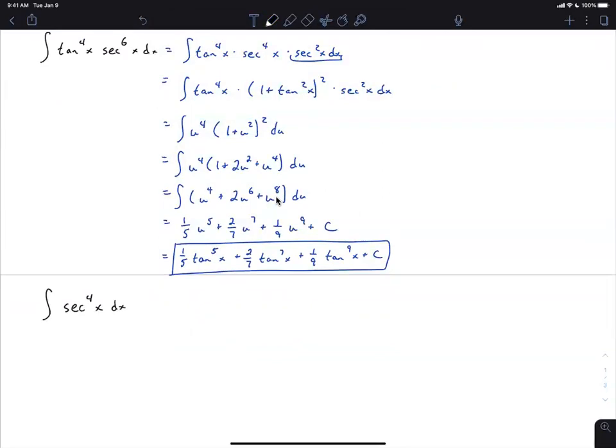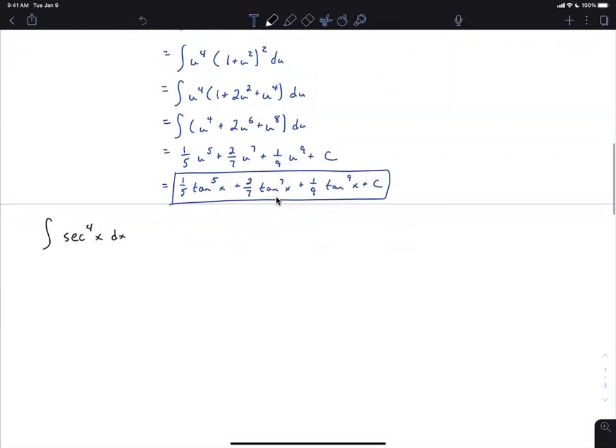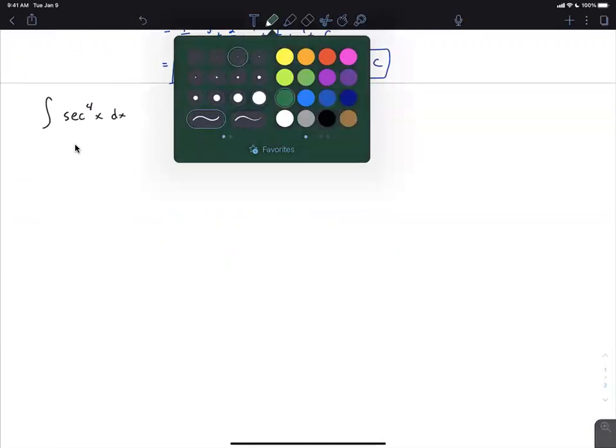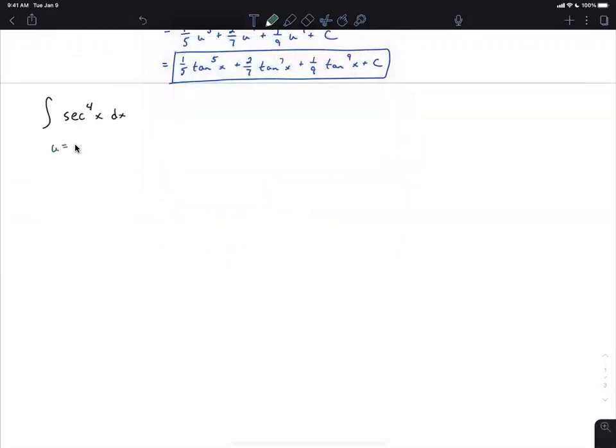But on this problem, even though tangent's not in the problem, it's an option to let u equal tangent. So u equals secant is also an option. If we were to let u equal secant, du is secant tangent. And there's not a good way to get that because there's no tangent here at all. So u equals secant's a bad approach for this problem. U equals tangent is a better approach for this problem because if we let u equal tangent, du is secant squared.